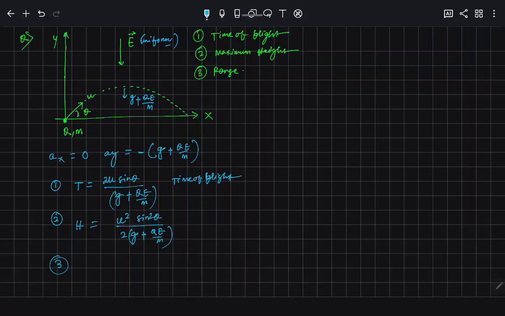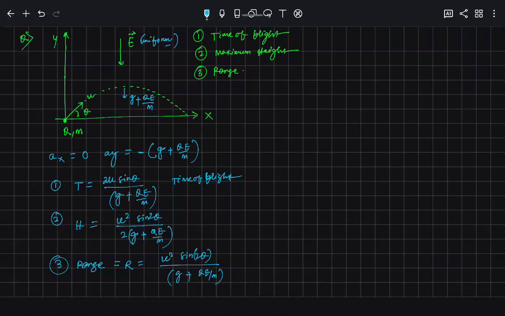Now the range is equal to, you know, u square sin 2 theta divided by g. Now this will be g plus qE by m. Like that you can find out all these things.